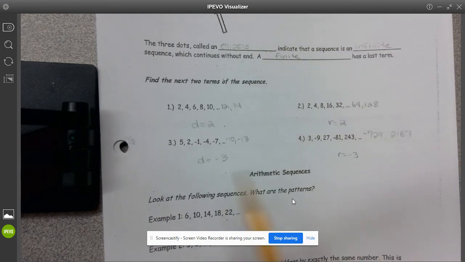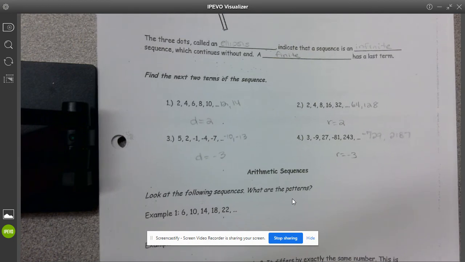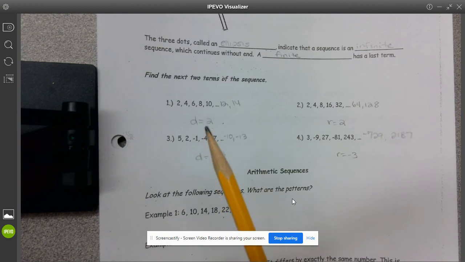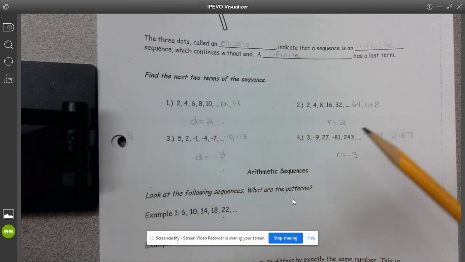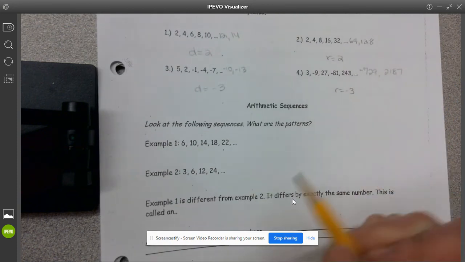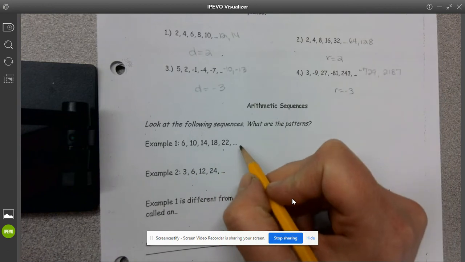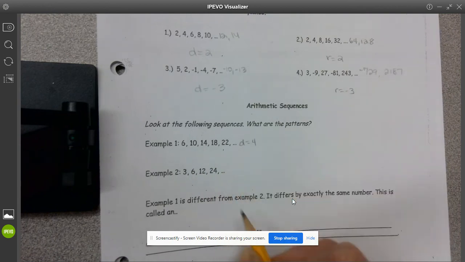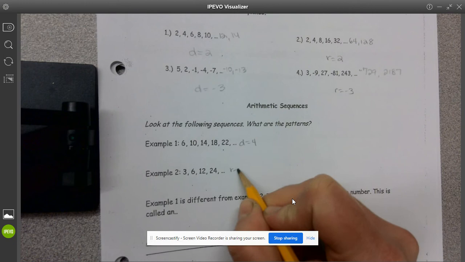And we see here there's a common difference and a common ratio. A lot of times in sequences, there are also other patterns where you're multiplying and adding or squaring something. But the ones that we're focusing on are arithmetic, which means just adding a common difference every time, and geometric, where you're multiplying by a common ratio every time. Okay, so arithmetic sequences. Look at the following sequences. What are the patterns? Here you're going up by 4, so the common difference is 4. And here there's a common ratio of 2.